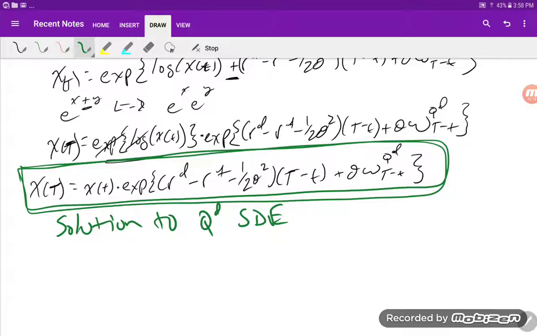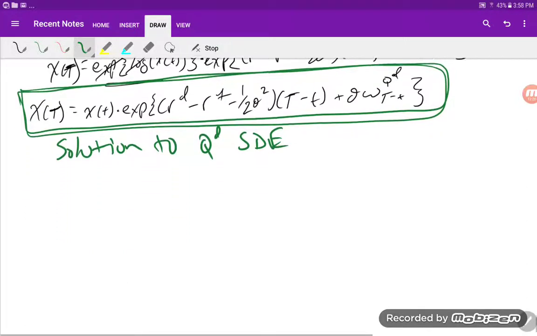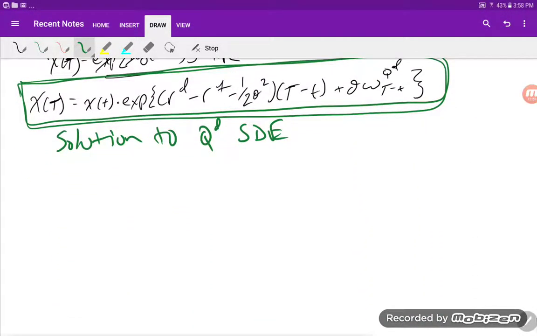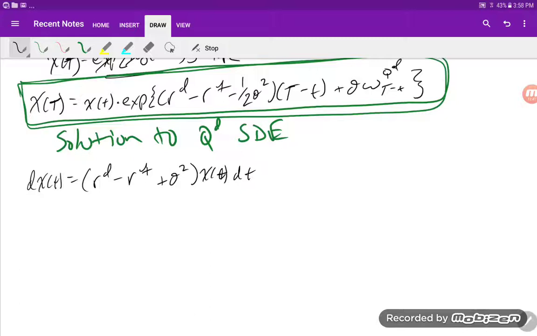Now, again, we also want to find the solution to the Qf SDE. Again, I'll write it here just so you don't have to go back. It was (rd minus rf plus sigma squared) x_t dt plus sigma x_t dW^Qf_t.